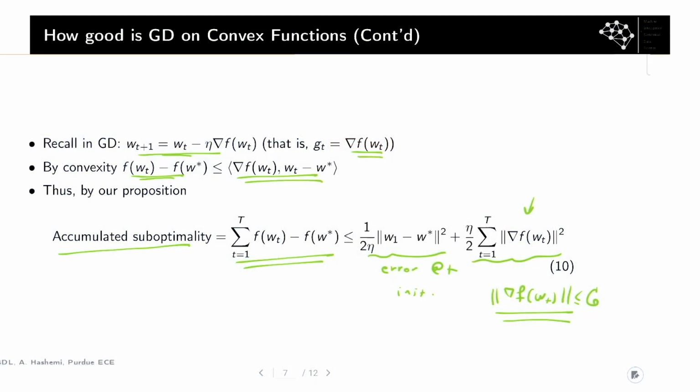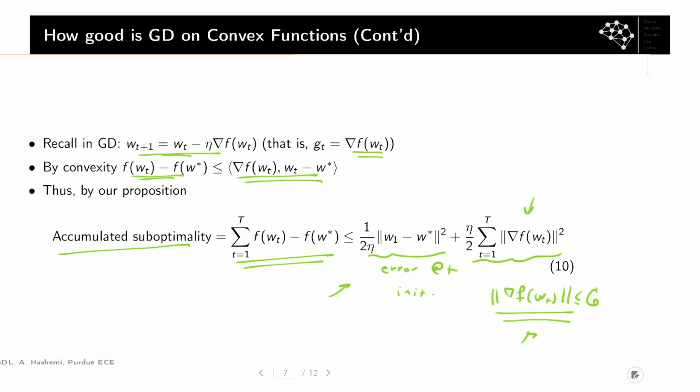Welcome back. So we were talking about the gradient descent algorithm, and we introduced it, and we were talking about its performance. And if you remember, using our main proposition, we were able to show that the accumulated suboptimality when you run the gradient descent algorithm can be bounded by something like this, right? And we say that we desire this to grow gracefully with the total number of iterations, and this could happen if we have a control on how large the norm of these gradients are, okay?